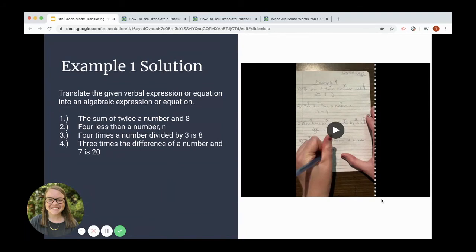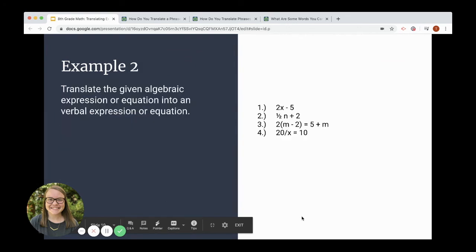Great. Moving on to example 2. Here you are being asked to translate the given algebraic expression or equation into a verbal expression or equation. Your answers might look a little bit different than the solutions that we show. Just know that as long as you are using the right words for the different operations, then you should be pretty good. So take a minute to pause the video and translate these math expressions and equations into verbal expressions or equations.